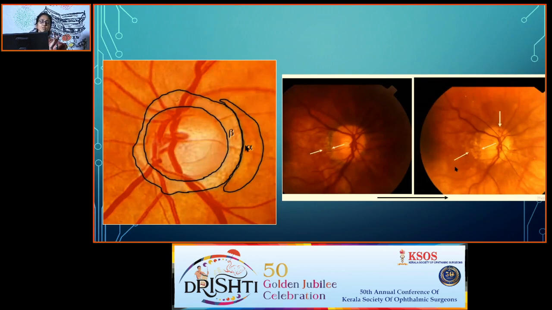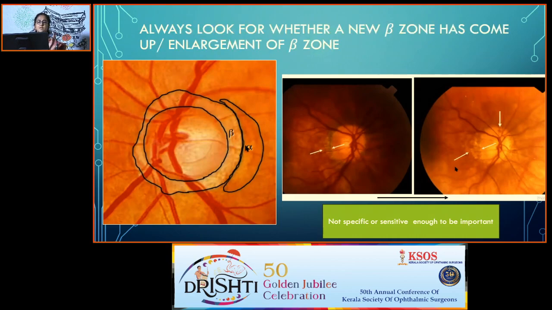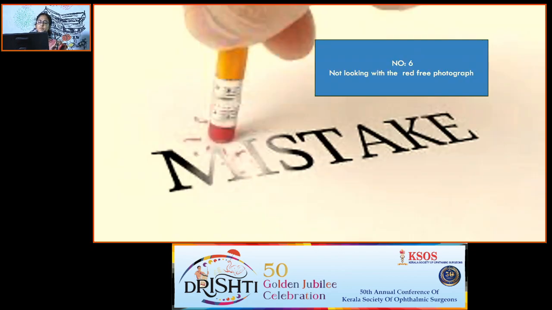So mistake number four, too much importance to parapapillary atrophy. As you know, the beta zone is more important as far as glaucoma is concerned, which indicates atrophy of the RPE and the choriocapillaris. But what you have to understand is that it is not specific or sensitive enough to be important. What is important is to always look for whether a new beta zone is appearing or whether there is any enlargement of the beta zone.